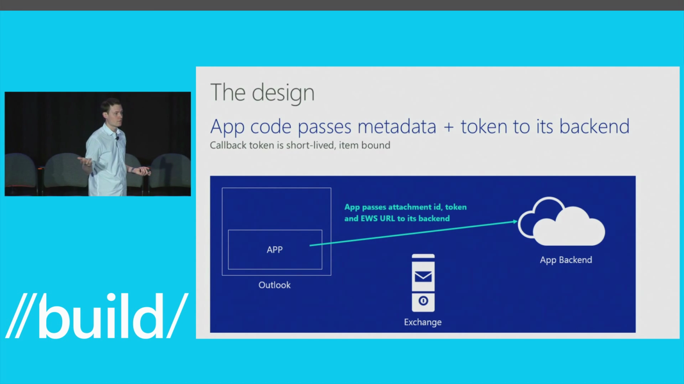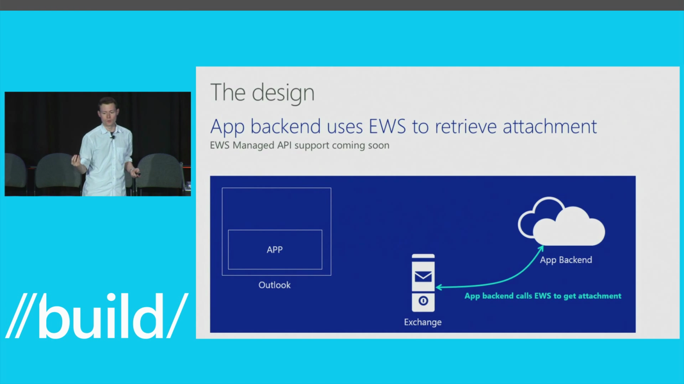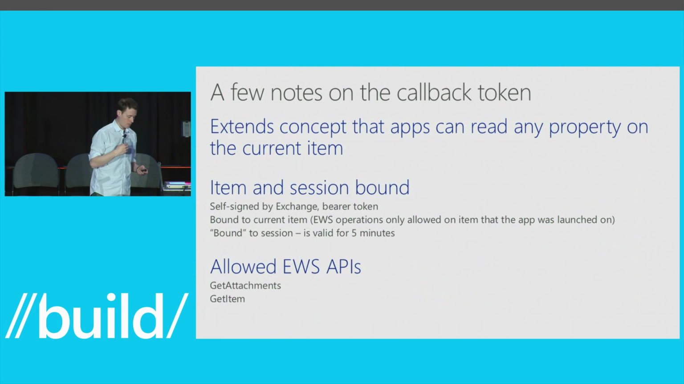The app passes all of this information back to its backend, and then the backend uses this information to call Exchange Web Services and actually grab the attachment.